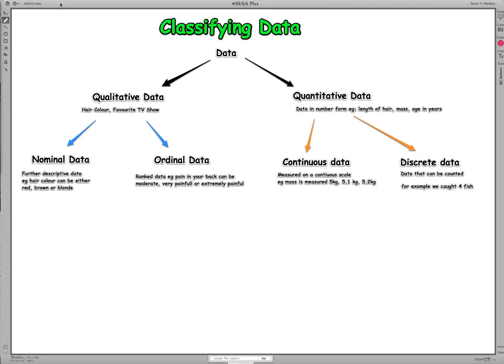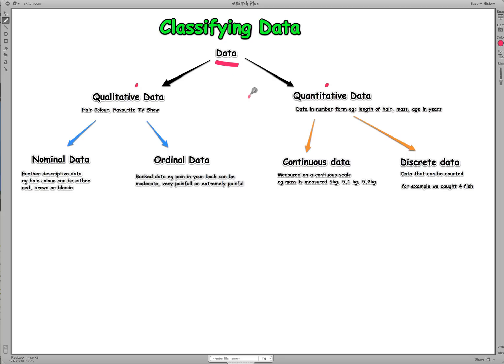Okay, here's a little tutorial on how we classify data. I'm just going to explain the different classifications of data, and then you can do some practice activities where you can actually try classifying some data for yourself in the OneNote. So data can be either qualitative or quantitative.